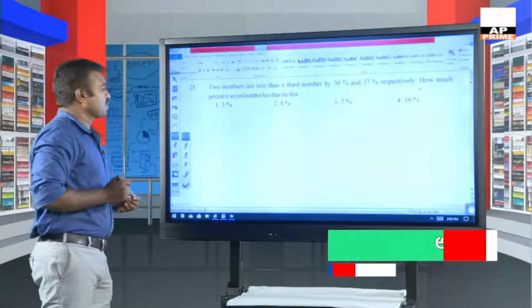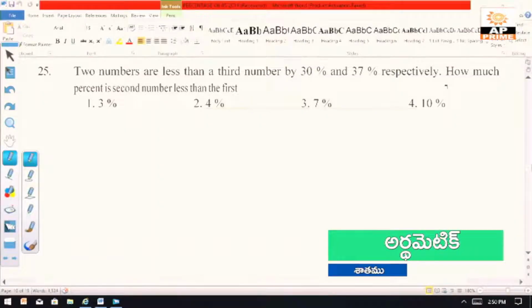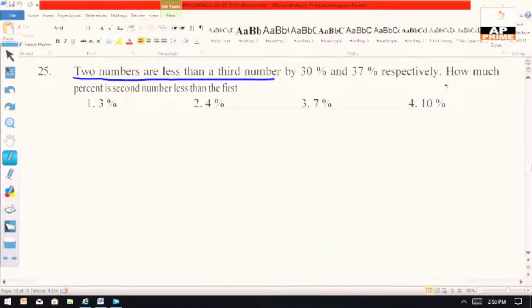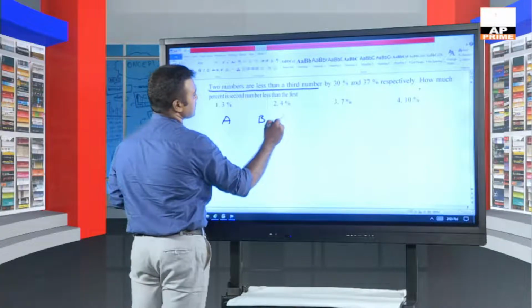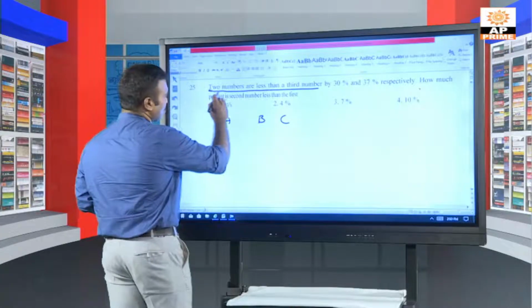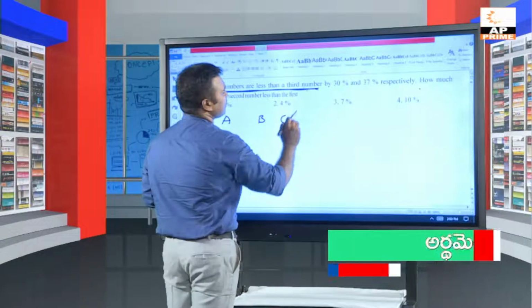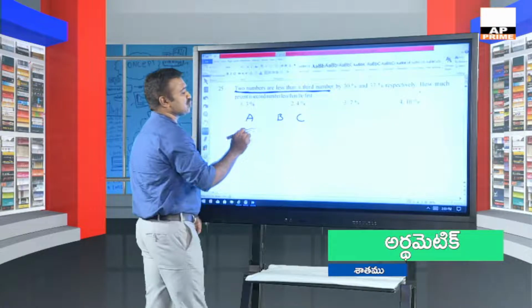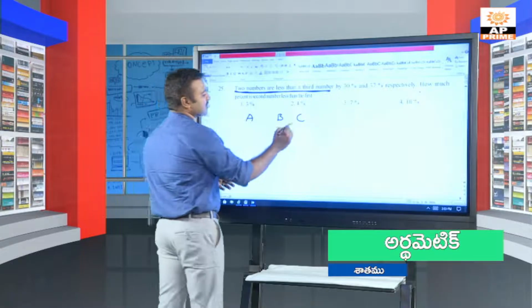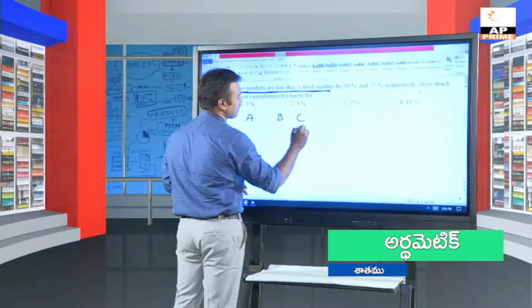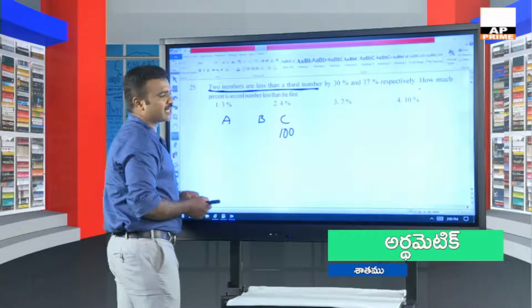నెక్స్ట్ 2 numbers are less than third number by 30% and 37% respectively. How much percent is second number less than first? 2 numbers are less than a third number. 3 numbers ఇచ్చాను. ఆ 3 numbers ఏంటంటే A B C అనుకుంటున్నా. థర్డ్ నెంబర్తో కంపేర్ చేస్తే 2 నెంబర్స్ ఇచ్చారు. థర్డ్ నెంబర్తో కంపేర్ చేస్తున్నాను కాబట్టి నేను థర్డ్ నెంబర్ని 100 రూపీస్ అనుకుంటా, పర్సంటేజ్ కాబట్టి 100% అనుకుంటా.